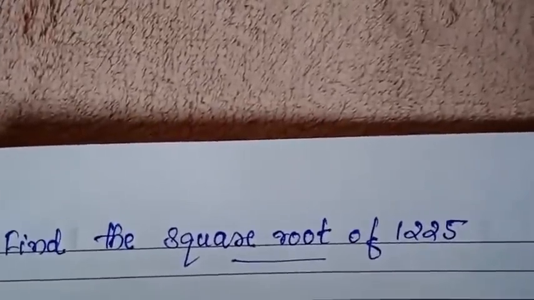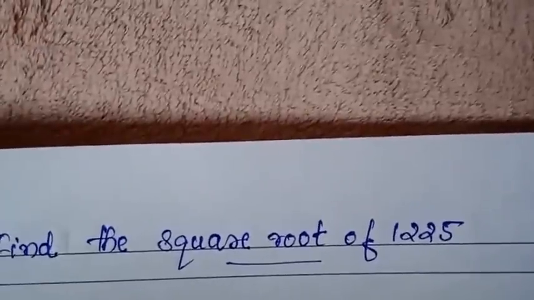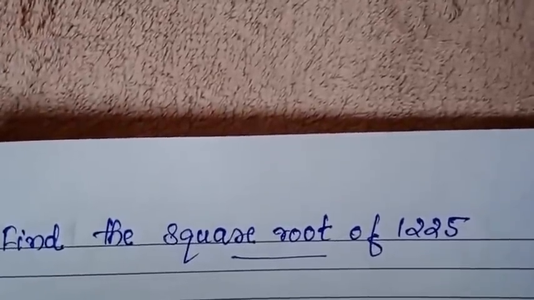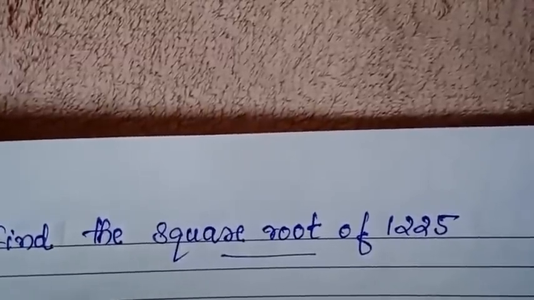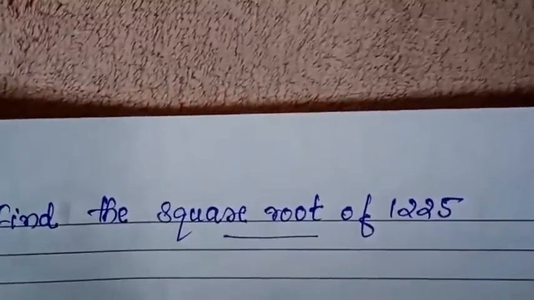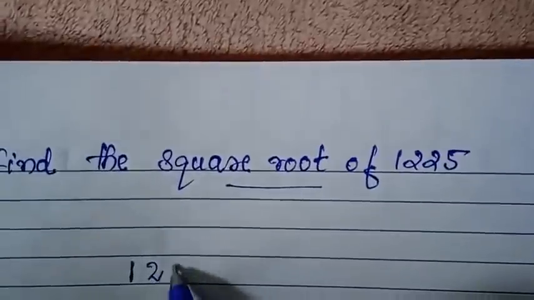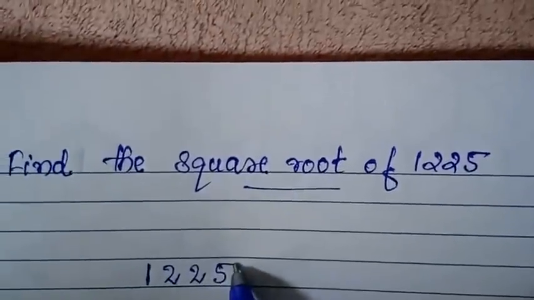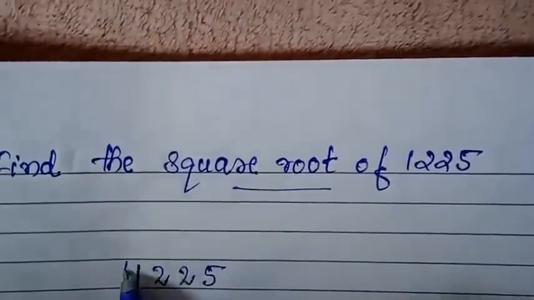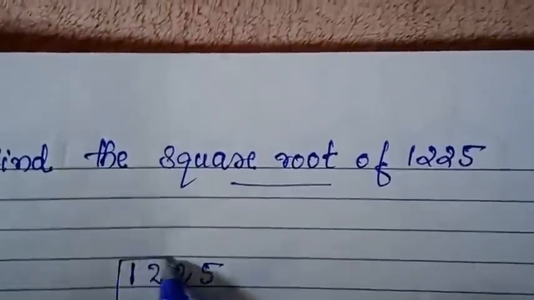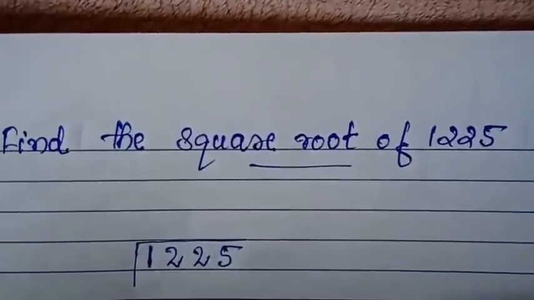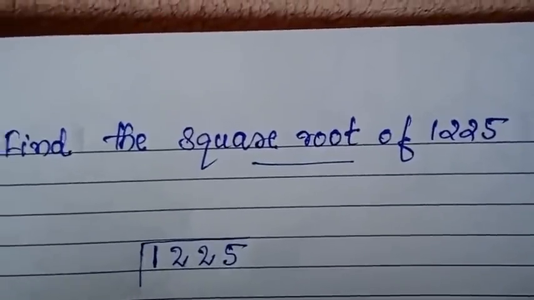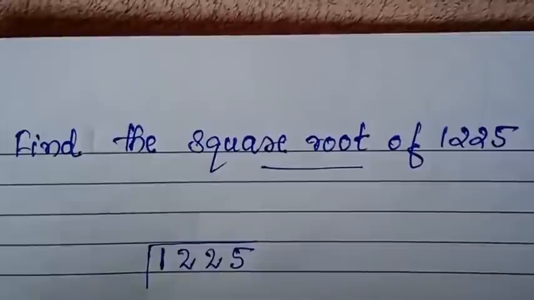Next we will do another question. Find the square root of 1225. What we will do first? We should write it like this, 1225, and put a division bar. The next step is to place a bar over every pair of digits starting from the right.